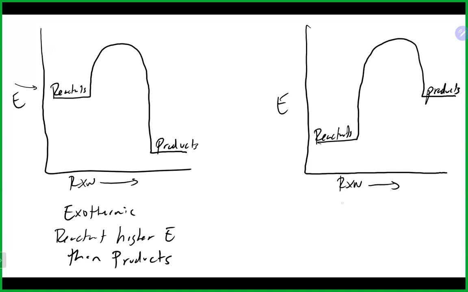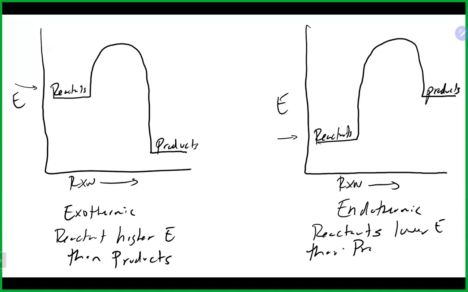This guy on the right is an endothermic diagram. And we know this because when we compare our reactants to our products in terms of energy, our reactants are lower in energy than our products. And the only way for our reactants to get up there in terms of energy is that you got to put energy in overall, and this is going to be an endothermic reaction.